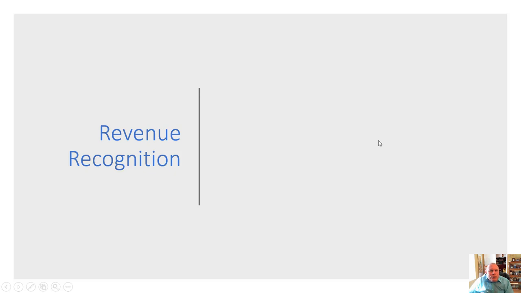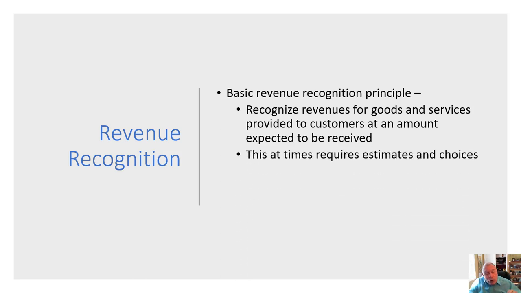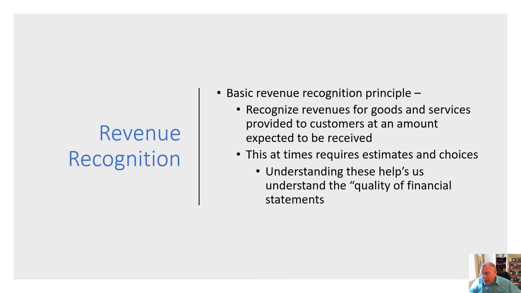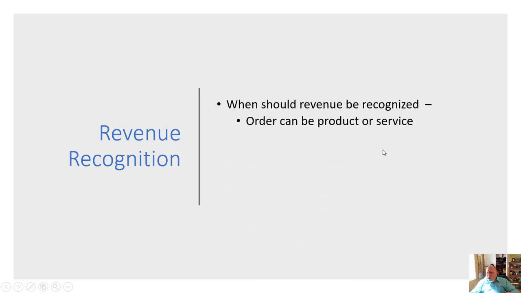What's the basic principle of revenue recognition? It's pretty easy. You recognize income for goods and services provided to customers at an amount expected to be received. Very simple. Now, this at times requires estimates and choices. So understanding these helps us understand the quality of the financial statements. But now we get into some of the detail. When should revenue be recognized?